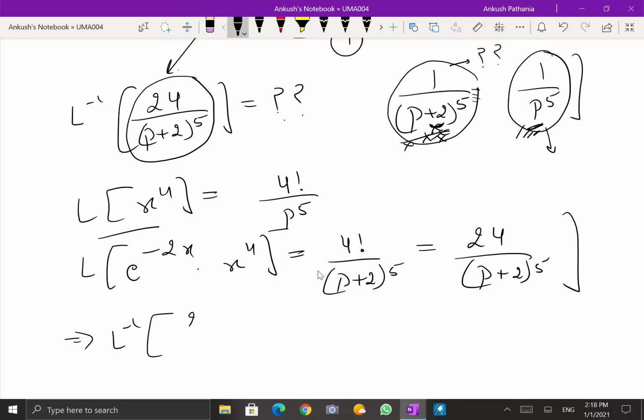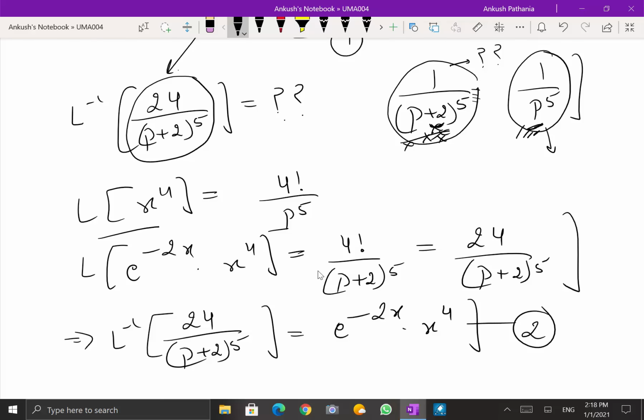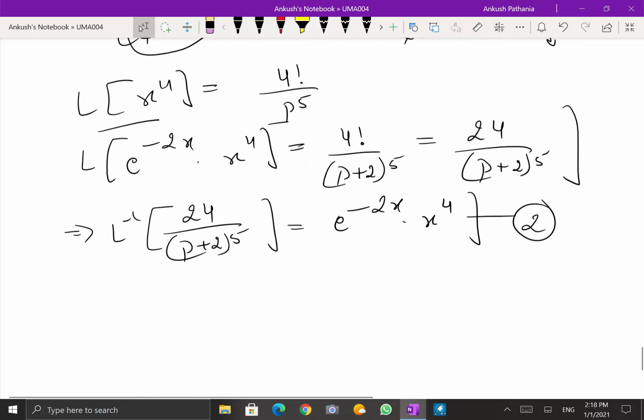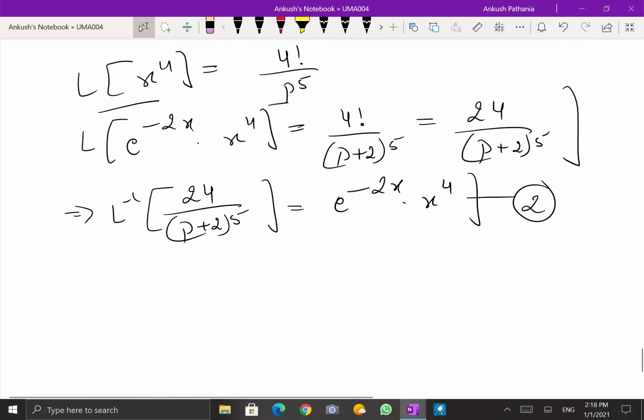So the Laplace inverse of 24 upon (p + 2) raised to power 5 is equal to e raised to power minus 2x times x raised to power 4. This is your equation number 2. This is equation 1, this is equation number 2.